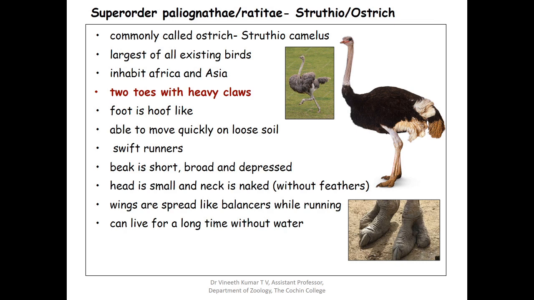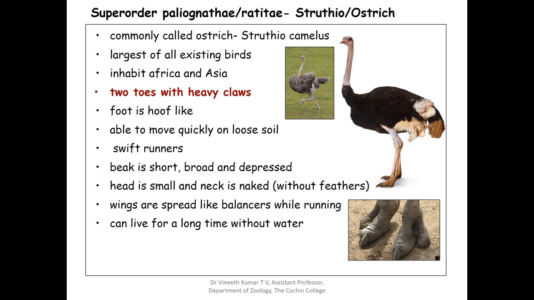Because of these features, they have the ability to move swiftly or quickly on loose soil. They are swift runners. The beak is short and depressed. It is more or less broad. It is short and depressed.